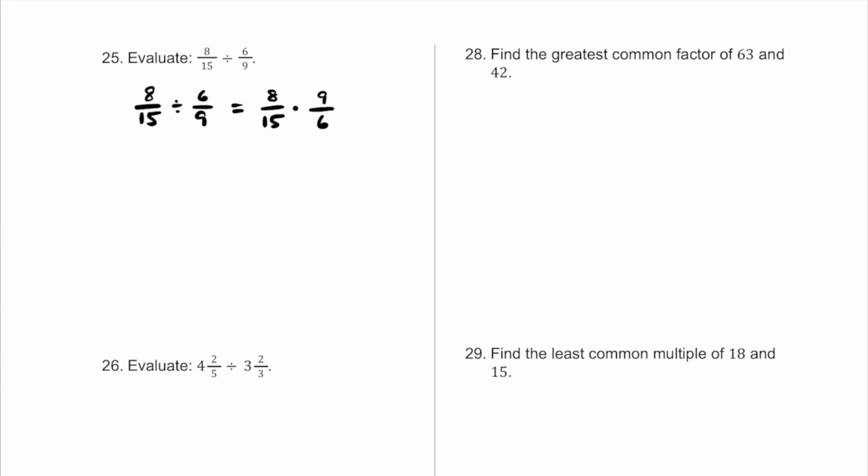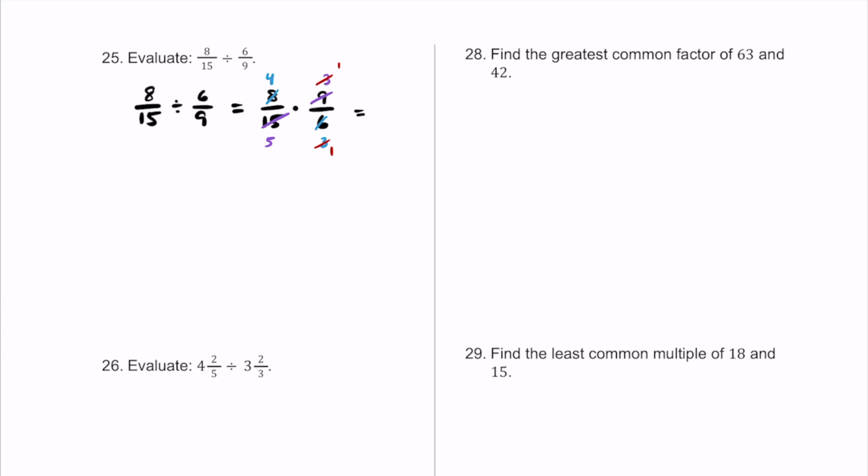So any common factors on top and bottom, like 8 and 6, you can divide them both by 2, and we get 4 and 3. And then maybe this 15 and 9, you can divide these both by 3. 15 divided by 3 is 5. 9 divided by 3 is 3. You can also cross-cancel more if you see these 3's are also common. So top and bottom, you can divide them both by 3.